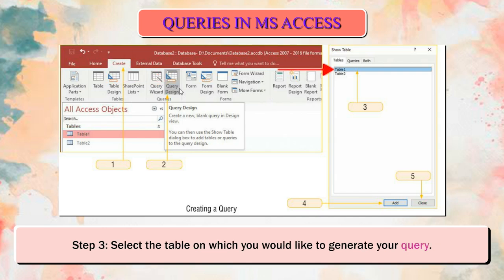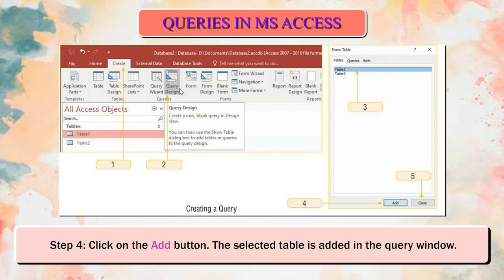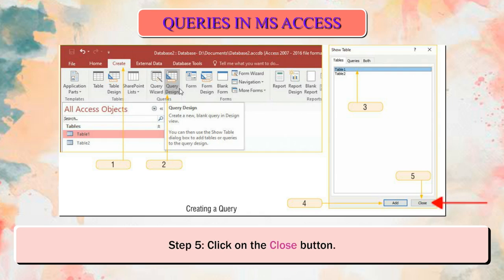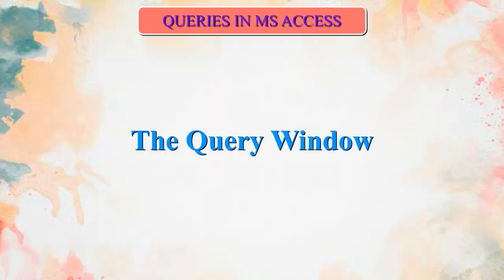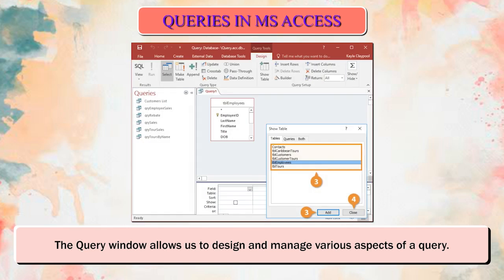Step 3. Select the table on which you would like to generate your query. Step 4. Click on the Add button. The selected table is added in the query window. Step 5. Click on the Close button. The query window. The query window allows us to design and manage various aspects of a query.